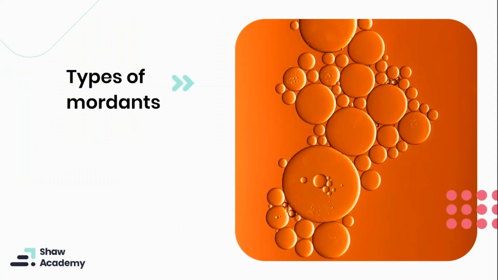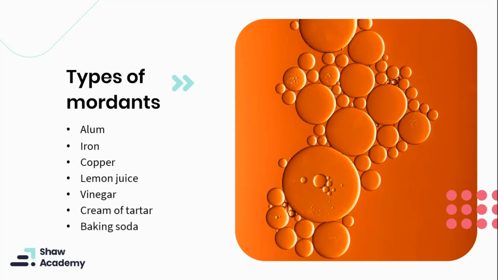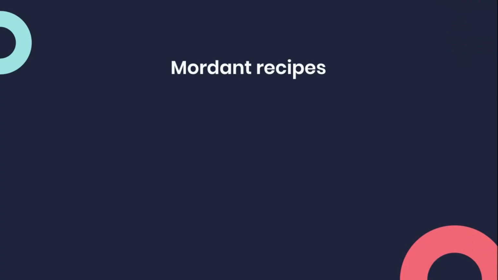It is often a powdered metal such as alum, iron, or copper, but you can also use lemon juice, vinegar, cream of tartar, and baking soda. Let's quickly take a look at the most popular mordant recipes, and these are alum.